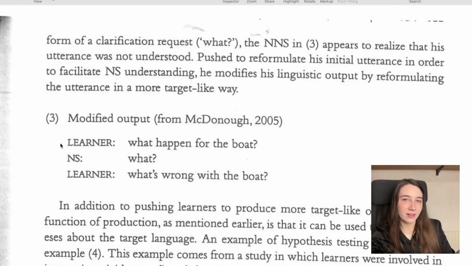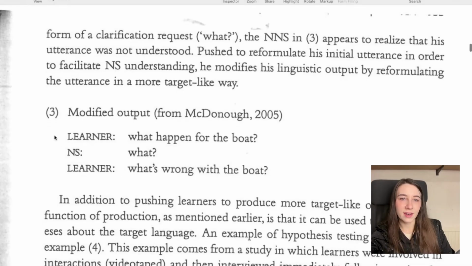I think this is a real recording. The learner said, "What happened for the boat?" A native speaker says, "What?" And learner says, "What's wrong with the boat?"